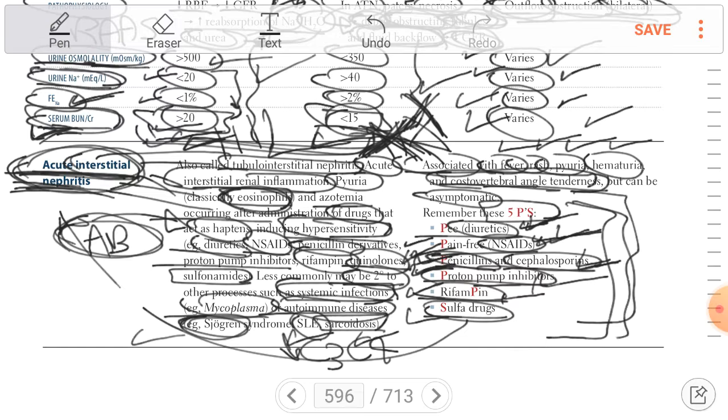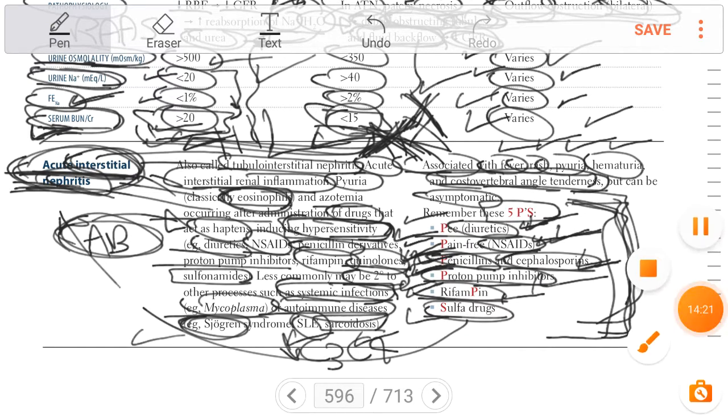But you must know these drugs, they will act as hapten. Hapten is like antigen. So the antibody attacks it, leading to hypersensitivity, leading to interstitial nephritis. So the last one is what? These drugs. We will say it: diuretics, non-steroidal anti-inflammatory drugs, penicillin, cephalosporin, then proton pump inhibitor, rifampin, and sulfa drug, leading to what? Acute interstitial nephritis.